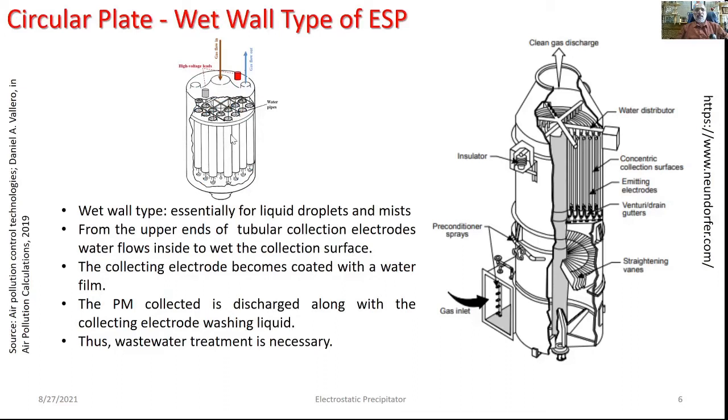This is a circular plate wet wall type ESP. It is essentially for liquid droplets and mist. From the upper end of the tubular collection electrodes, water flows inside to wet the collection surface. The collecting electrode becomes coated with a water film. The particulate matter collected is discharged along with the collecting electrode washing liquid.